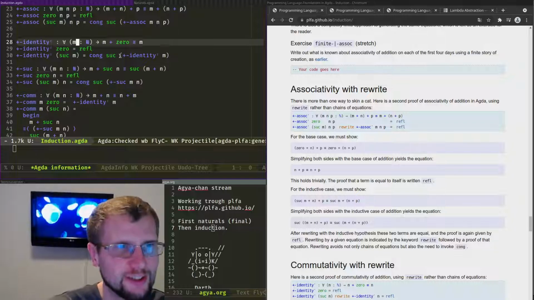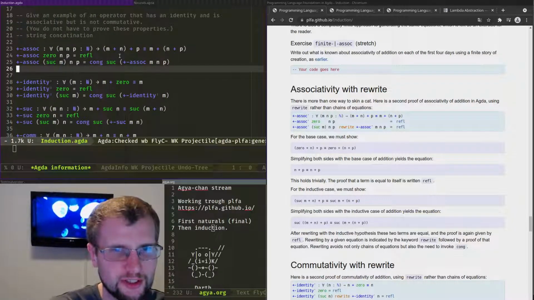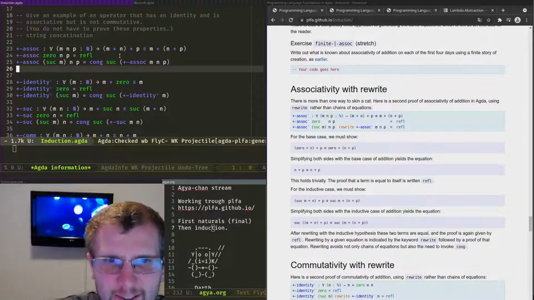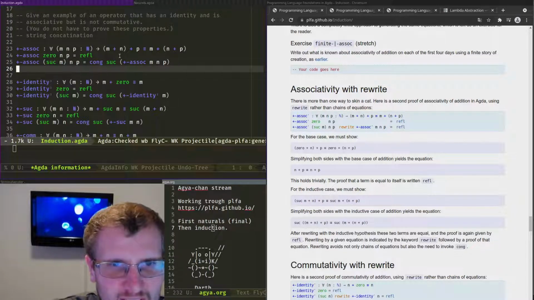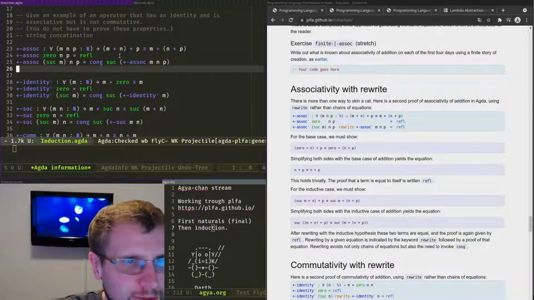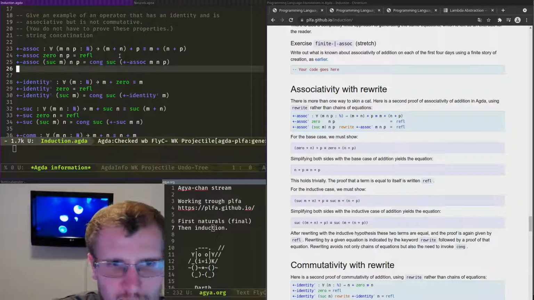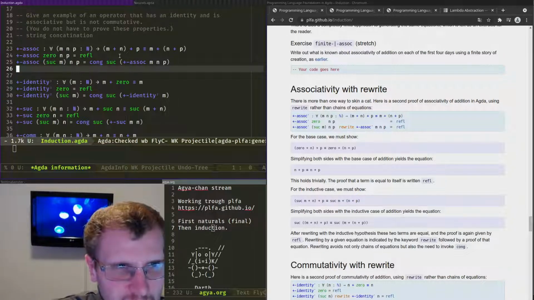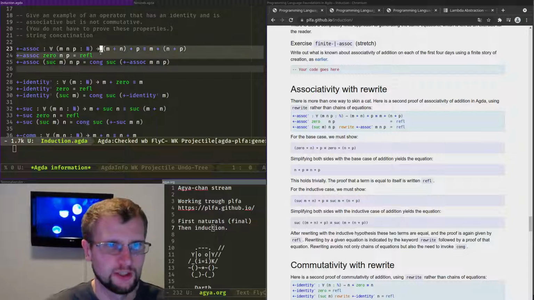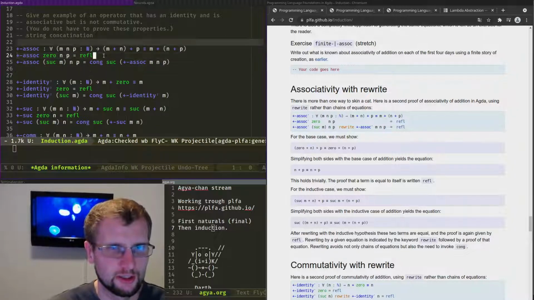What? No, this is the same. My sock is better than your sock. What? There's more than one way to skin a cat. Here is a second proof of associativity in Agda, using rewrite rather than change of equations. Mine is still shorter than yours, so mine is better. I don't know what the rewrite magic does, but this is just better.